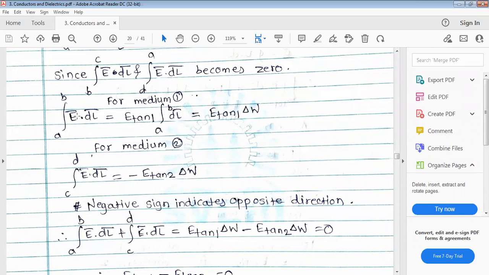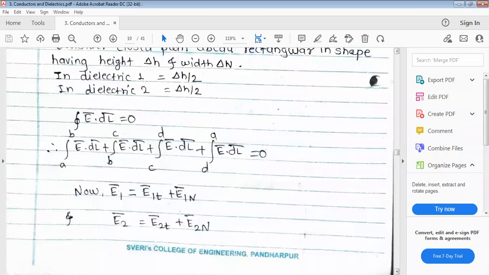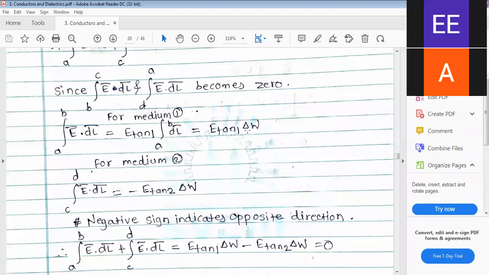Now, how is it delta W? For path A to B, A to B is the tangential component here, and DL is the differential length of that path, and it is equal to delta W, right? That's why the integration for path A to B of E bar dot DL bar is equal to E tan 1 times the integration from A to B of DL bar, and this DL bar is nothing but delta W here.